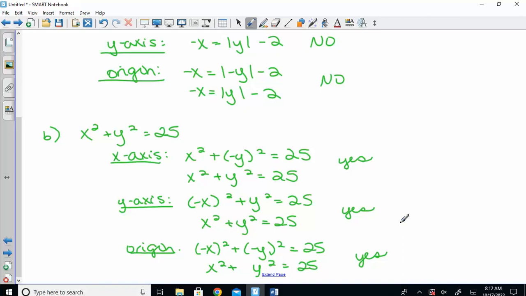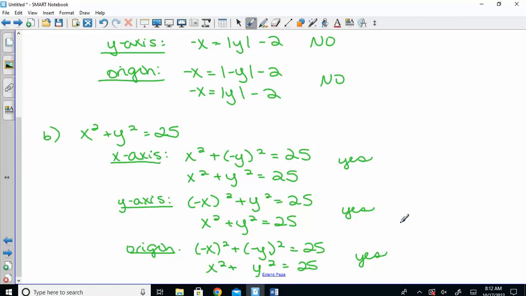So we can recognize that before we do anything, we can just write that we recognize it. Just give me some kind of justification for it. Okay. So that's our review on symmetry, which will be on your quiz tomorrow.